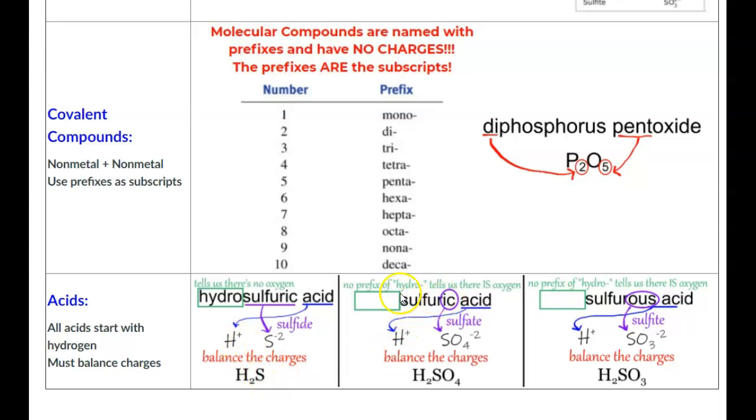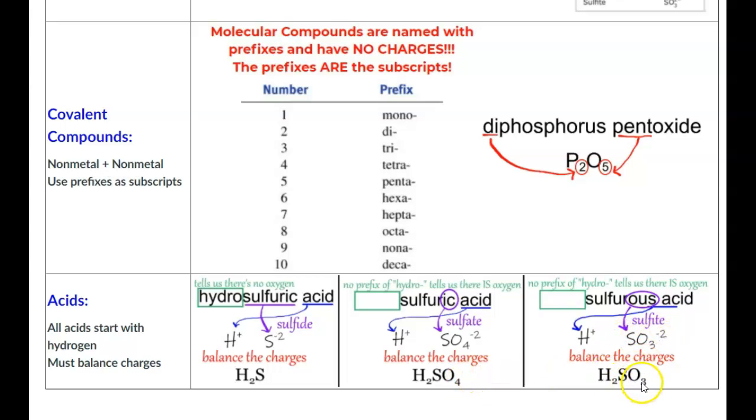If you see no hydro in front of the name, such as here and here, then we do have oxygen in the formula. It's an oxyacid. And so if you think ate, us, so since this is sulfuric acid, then the anion is sulfate. Since this is sulfurous acid, the anion is sulfite. And then you have to balance the charges. Since that has a -2, it's going to mean we have 2 hydrogens in the formula. H2SO4 is sulfuric acid.